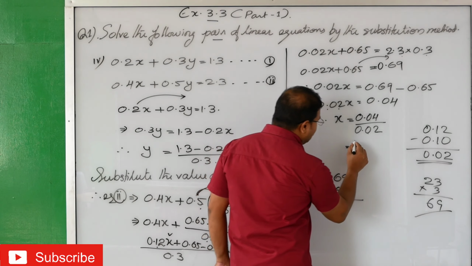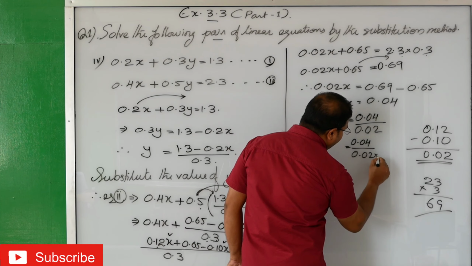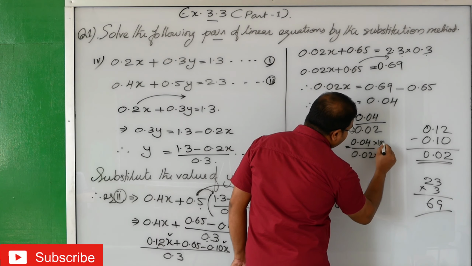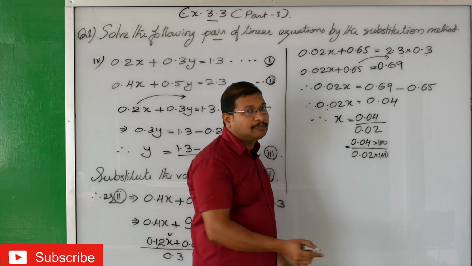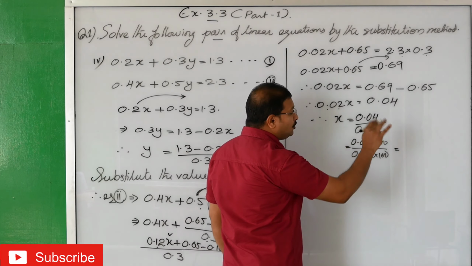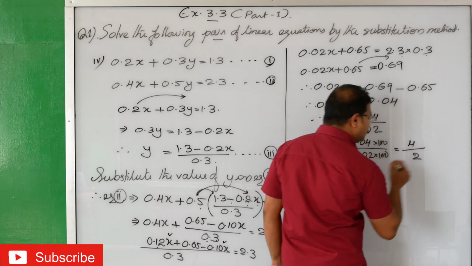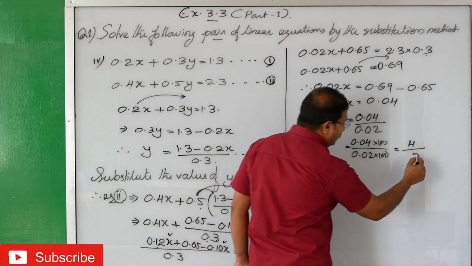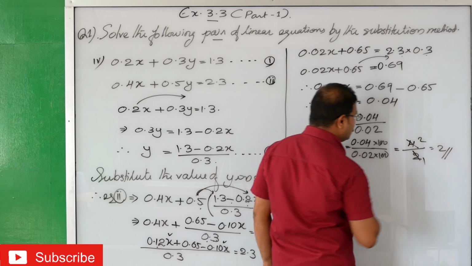Ready? That means what will happen? 0.04 divided by 0.02 into 100 into 100. Numerator and denominator will be multiplied. Actually, you can write it directly, but I am writing the full step. This equals, multiplying with 100 means 2 digits will be removed. That means we will get only 4 divided by 2. Ready? That means what will you get? 2 1s are 2, 2 2s are 4. That means the answer is 2.